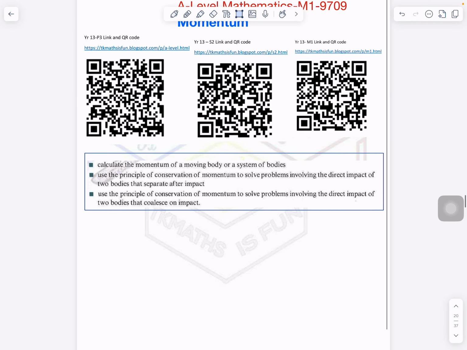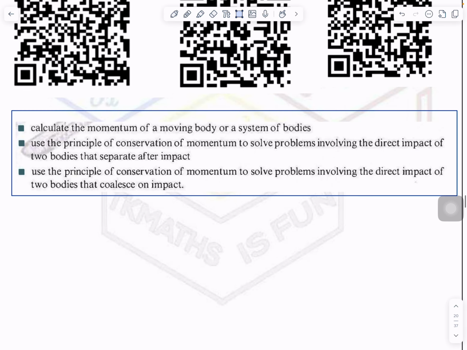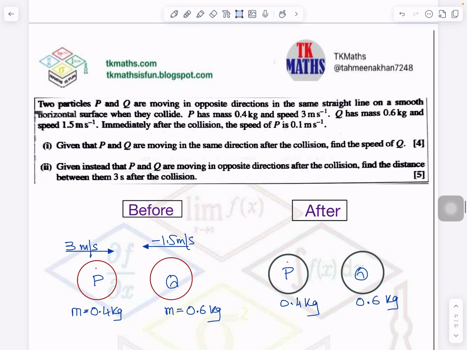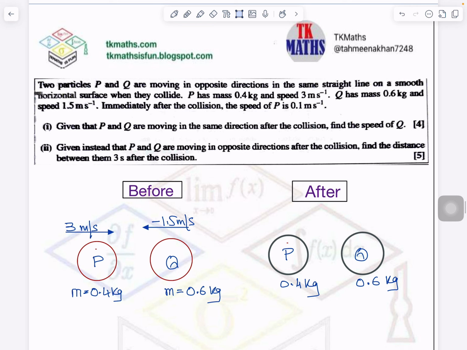So let's move on to the question which we have planned for today. It's a past paper question. And as I have explained to you in the earlier video, when you read the question, start putting it down in diagram form. It becomes easy to understand then.